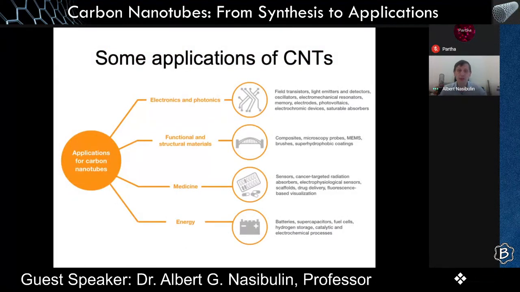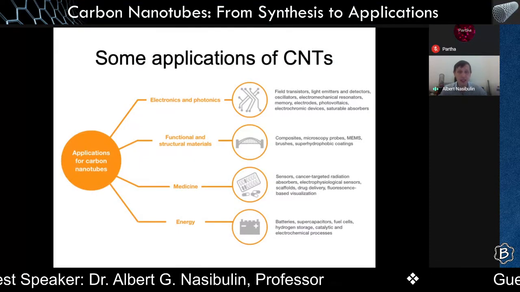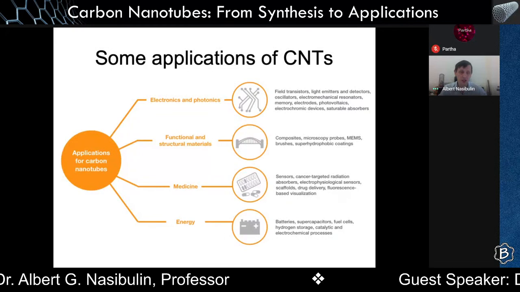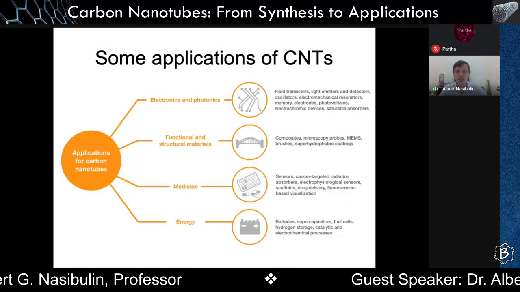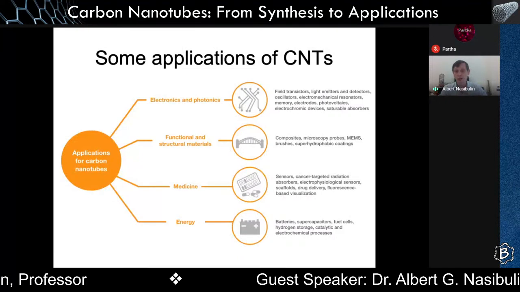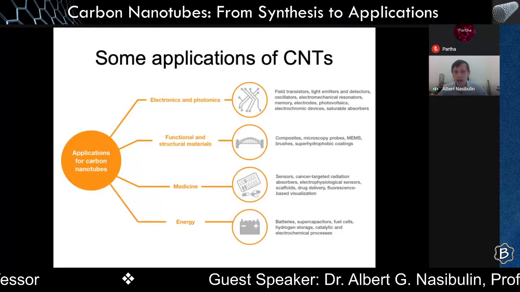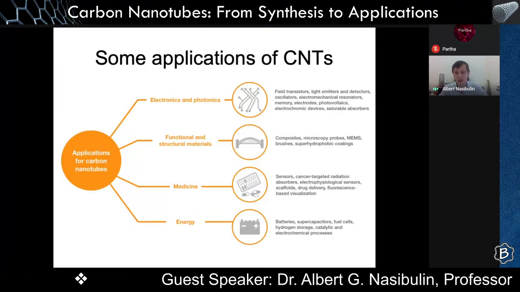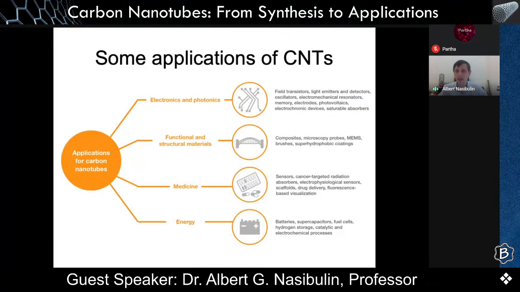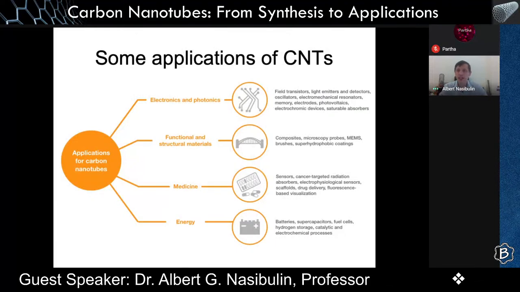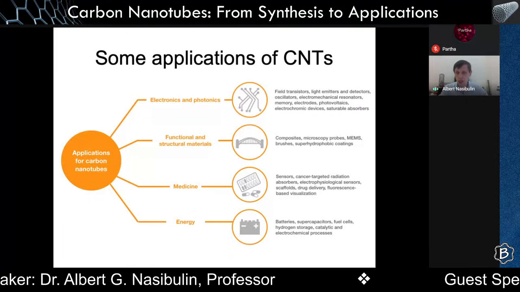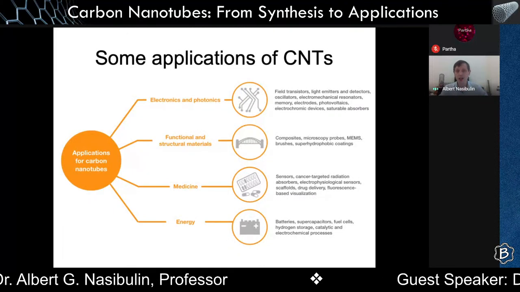These properties help to find applications in practically many different fields of science and technology. We can take electronics and photonics, functional and structural materials, medicine and energy. In practically any field, you would be able to find a niche where carbon nanotubes alone or together as a composite material might help to improve certain devices or applications. In electronics and photonics, for example, you could make flexible, transparent, stretchable field effect transistors, light emitters, detectors, oscillators, and so on. I'm not going to list all of them. I better show only those with which I've been working, so you would understand the variety of applications for carbon nanotube material.